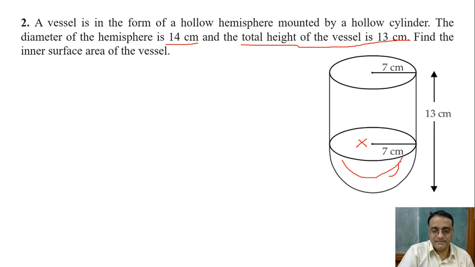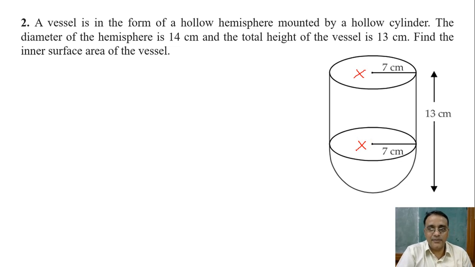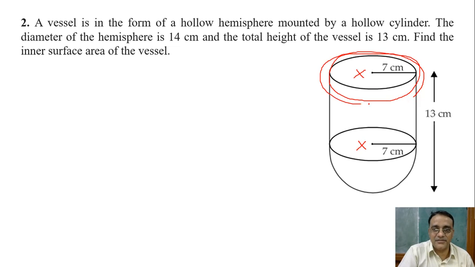ये वाला पार्ट. समझ में आ रहा है कि नहीं? So यहाँ पे empty part कौन कौन सा है? ये वाला empty part है. This is also empty part. So अगर हम लोग बोल रहे हैं inner surface area निकालना है, तो that means we have to find the curved surface area of cylinder and curved surface area of hemisphere. Whether this is clear?